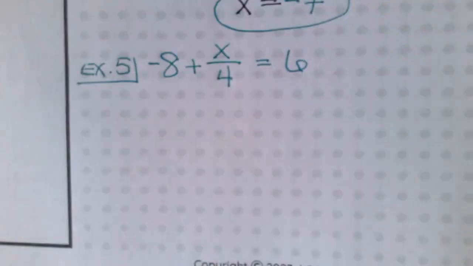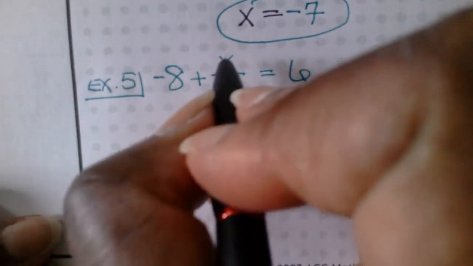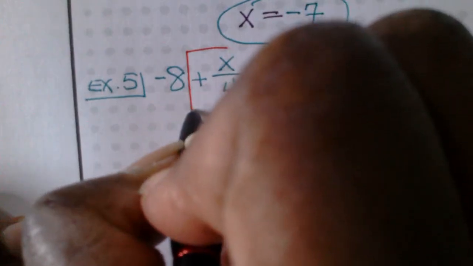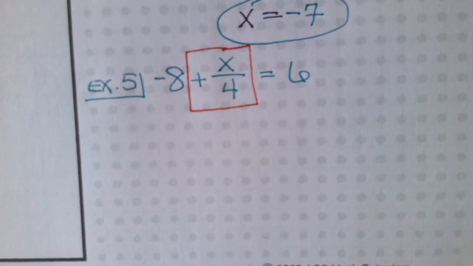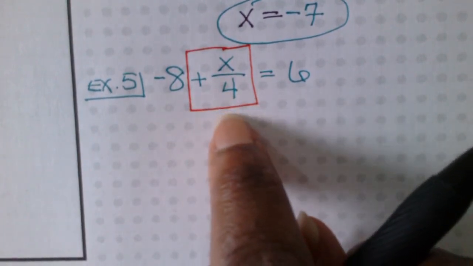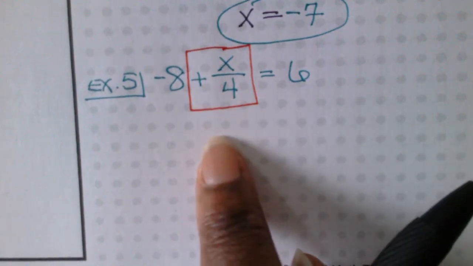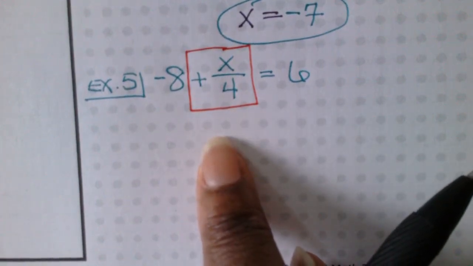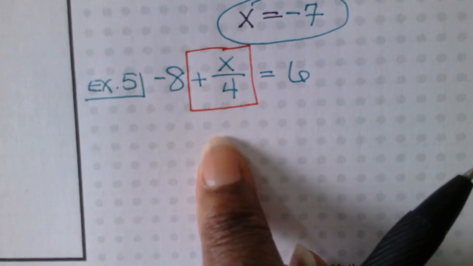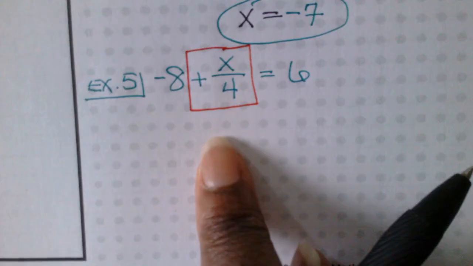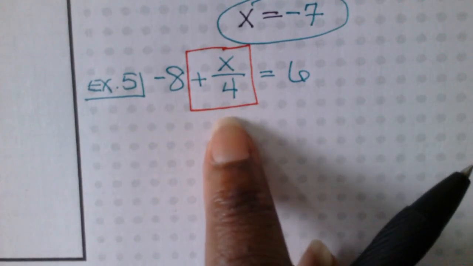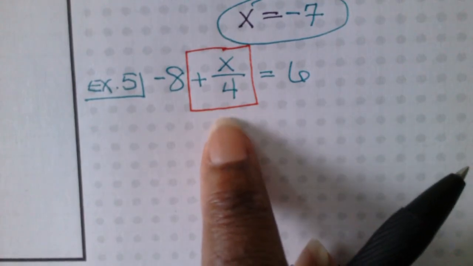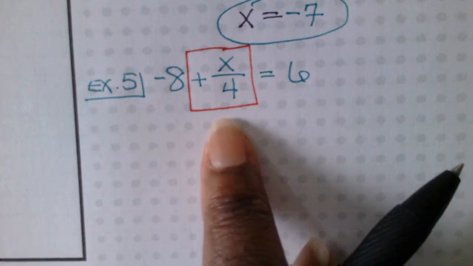Now, we want to keep this x over 4. We're not touching that. But in order for this to be by itself on the left-hand side, what needs to go? What needs to move? So in order for x over 4 to be by itself on this side of the equal sign, what needs to go?